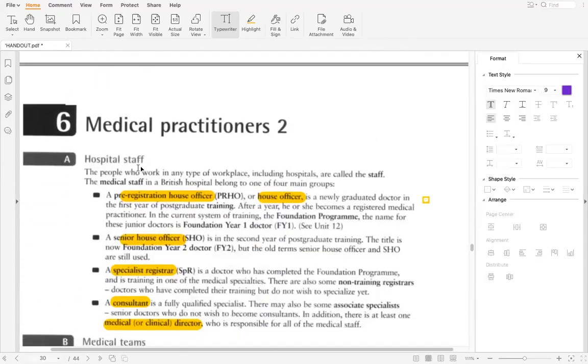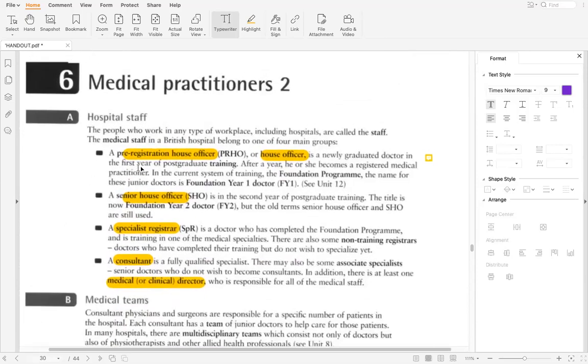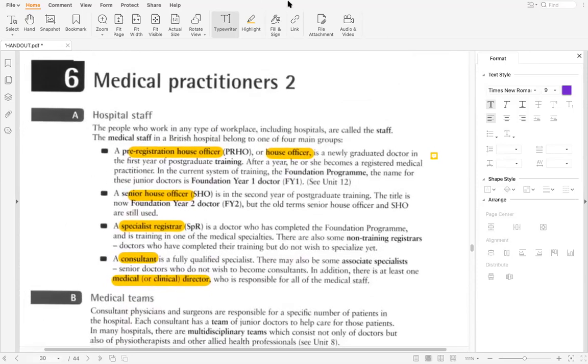So this is for the first part. For the second part, medical practitioner 2.